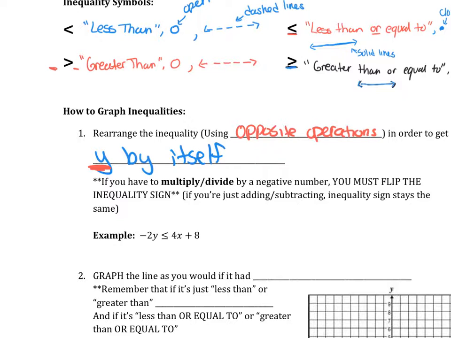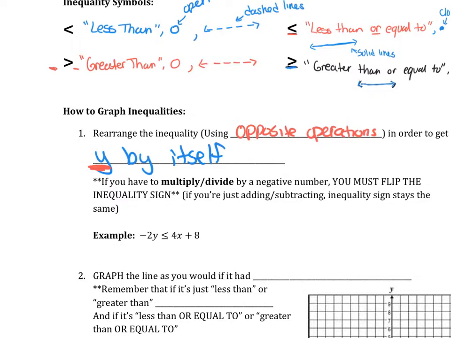Okay. And one important thing as you're doing this, if you have to multiply or divide by a negative number in order to get y by itself, you have to flip the inequality sign. Meaning if it was a less than or equal to, you'd have to flip it to be a greater than or equal to. You only have to do that if you're multiplying or dividing by a negative, adding or subtracting, you don't have to change the inequality sign at all.